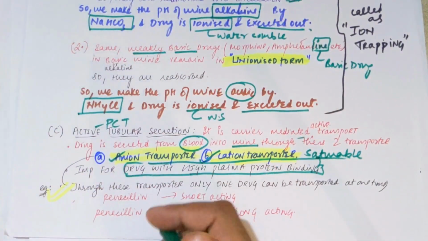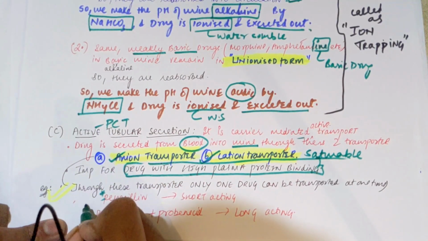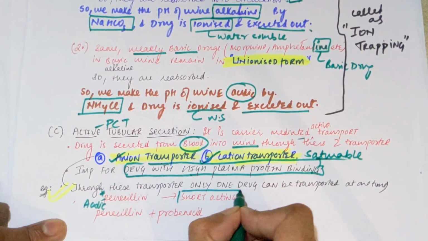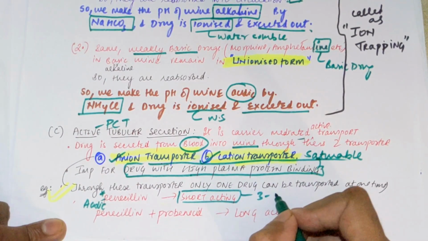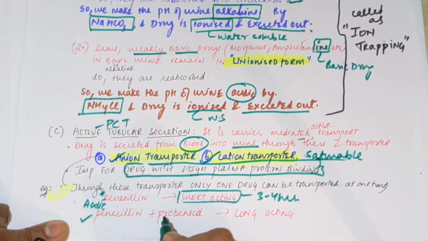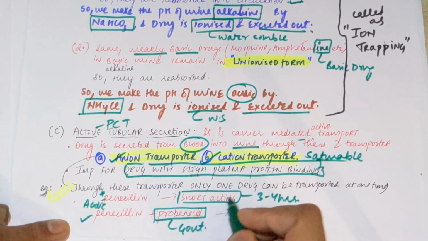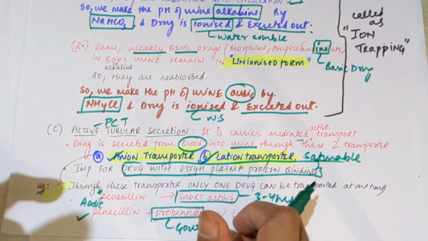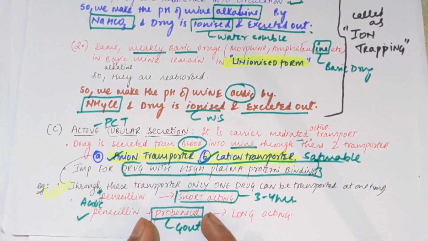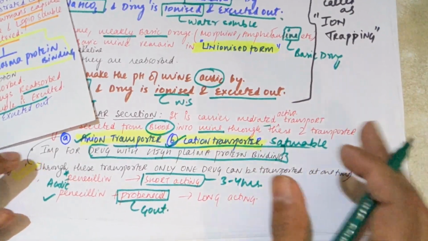Just take an example here, like penicillin. Penicillin is an acidic drug, and it is short acting. Just consider it works for around 3 to 4 hours normally. And if penicillin is given with probenecid, a drug used for gout and arthritis, which increases the excretion of uric acid in urine. So if penicillin is given with probenecid, the combination, what does this probenecid do?